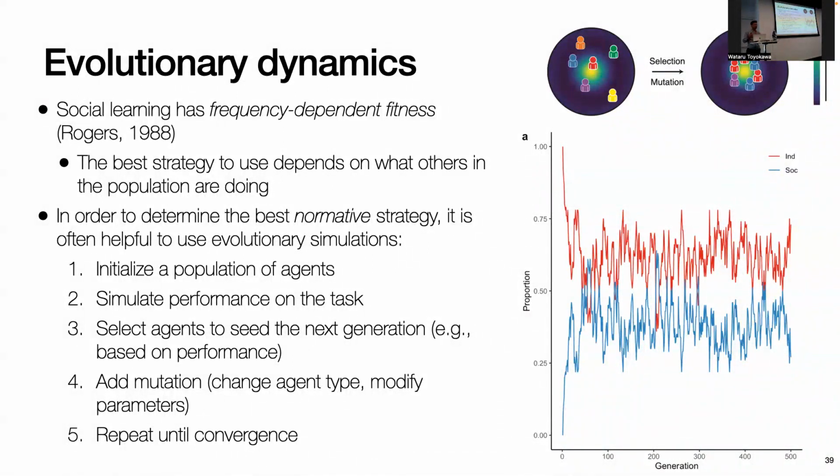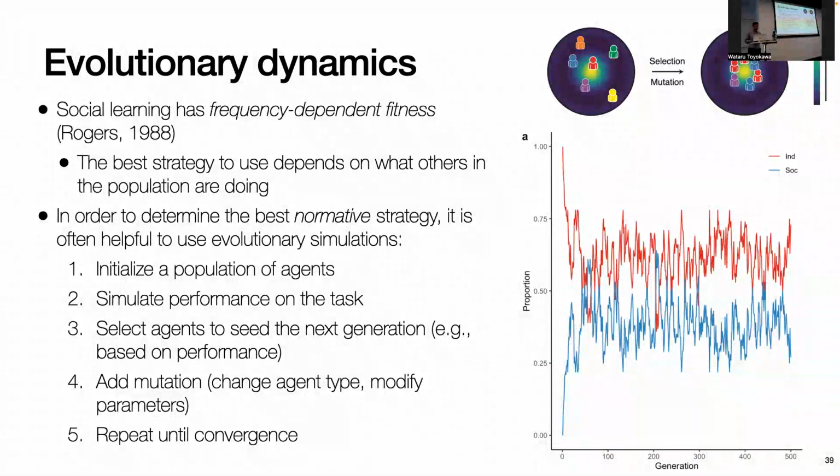And so in this setting, it's quite difficult to figure out what is the normatively best strategy to choose, right? It depends on what everyone else is doing. And this has these game theoretic dynamics, right? We're always playing these social games with one another. And so when we're learning in a social environment, we often have to resort to evolutionary simulations in order to determine what types of behaviors will emerge as normatively good solutions.